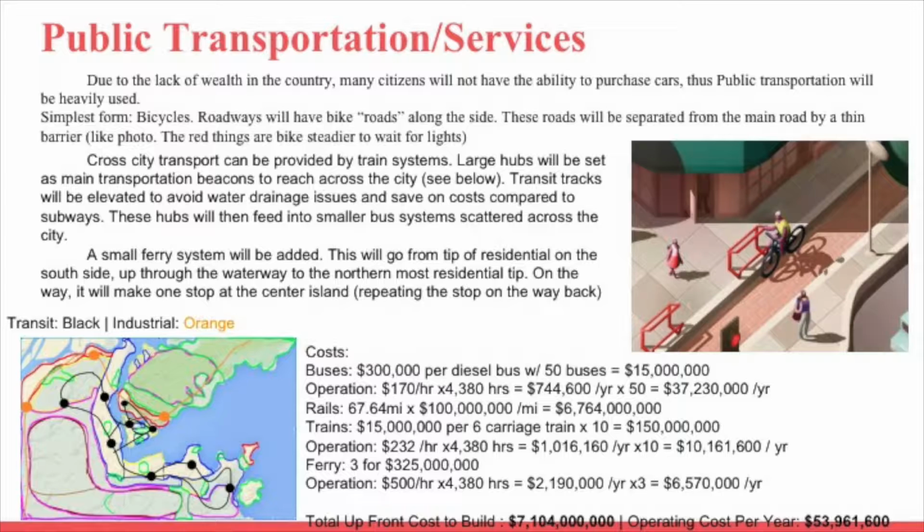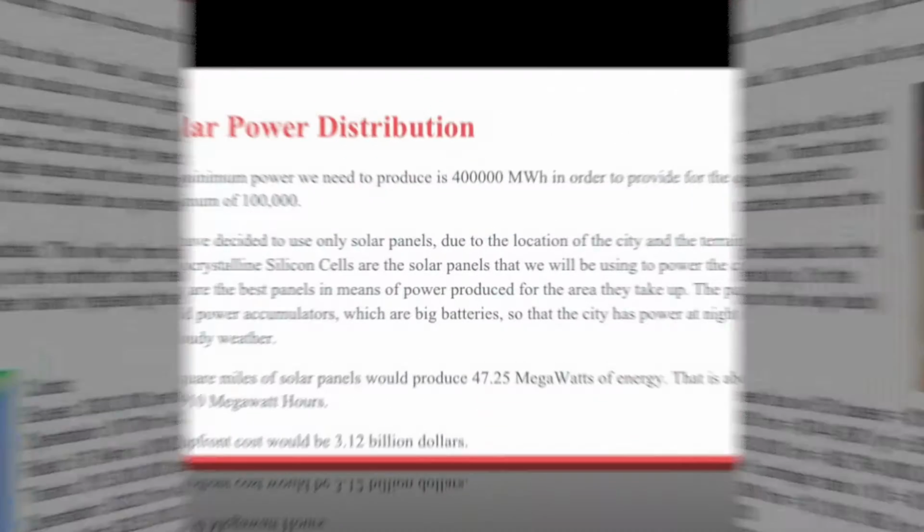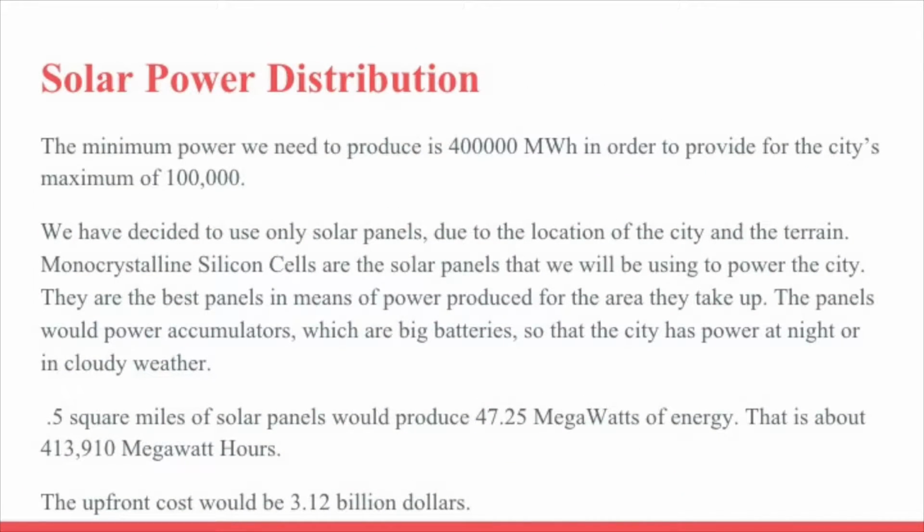The total upfront cost to build our public transportation system will total about $7 billion, with an operating cost of about $50 million per year. The minimum power we need to produce is 400,000 megawatt hours in order to provide for the city's maximum of 100,000 people. We have decided to use only solar panels due to the location of the city and the terrain.